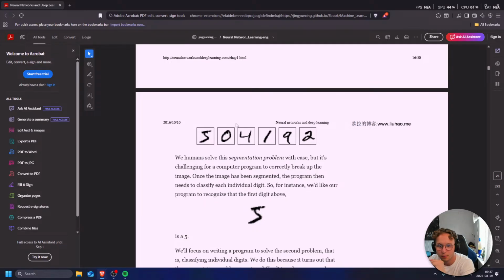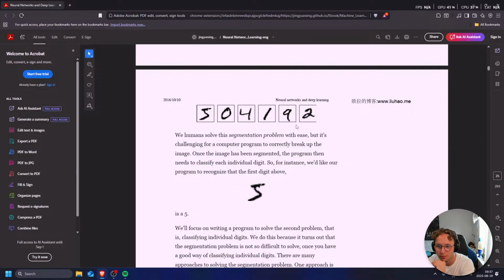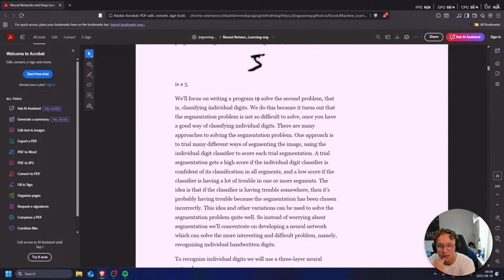symbols. We humans solve this segmentation problem with ease, but it's challenging for a computer program to correctly break up the images. Since once the image has been segmented, the program then needs to classify each individual digit. So for this instance, we would like our program to recognize the first digit above, which is the 5. We will focus on writing a program to solve the second problem, that is classifying individual digits. We do this because it turns out that the segmentation problem is not so difficult to solve once you have a good way of classifying individual digits.